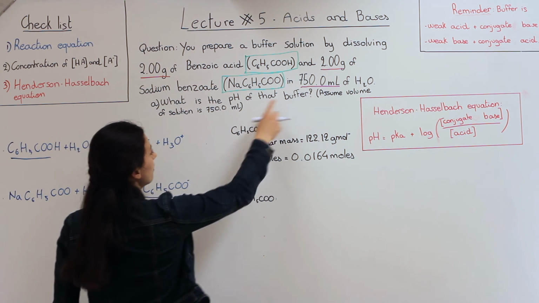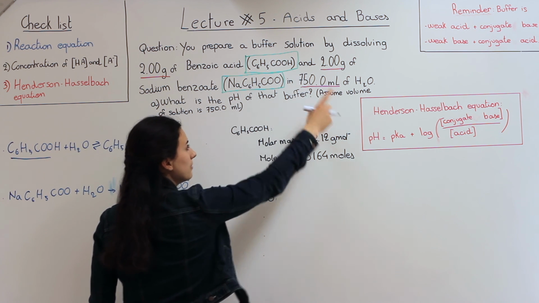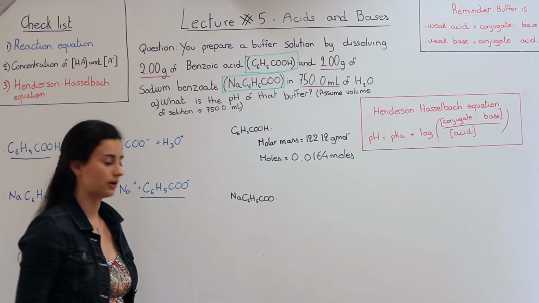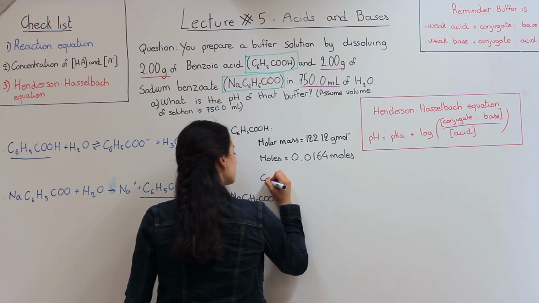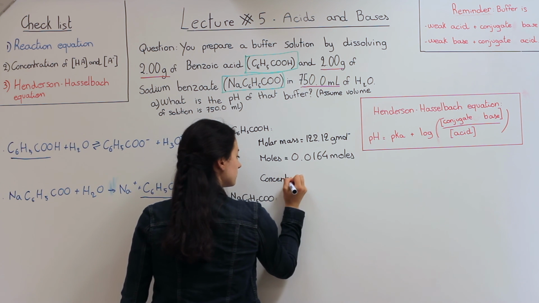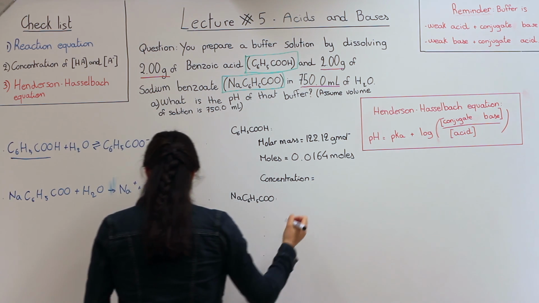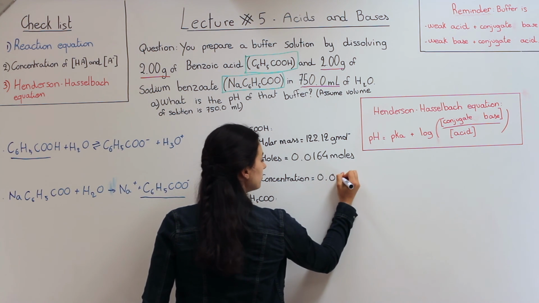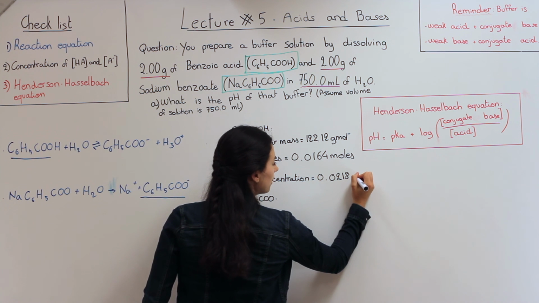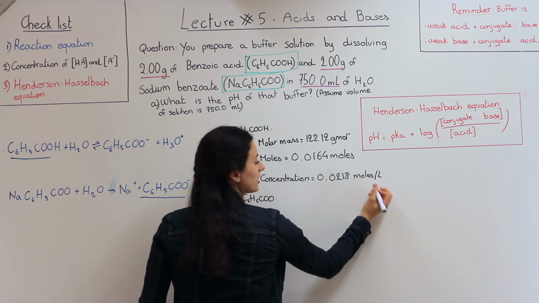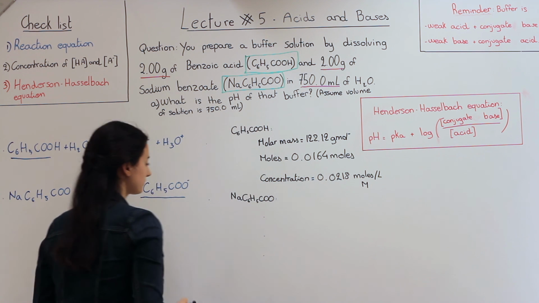Now I want to find the concentration, so I simply divide the number of moles by the volume, which is right here, 750 ml. However, we want to find this in liters, so we're first going to convert that as well. And this will be equal to 0.0218 moles per liter, which can be written as big M.